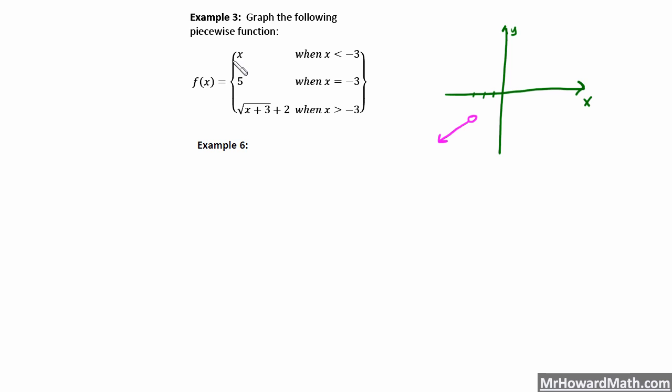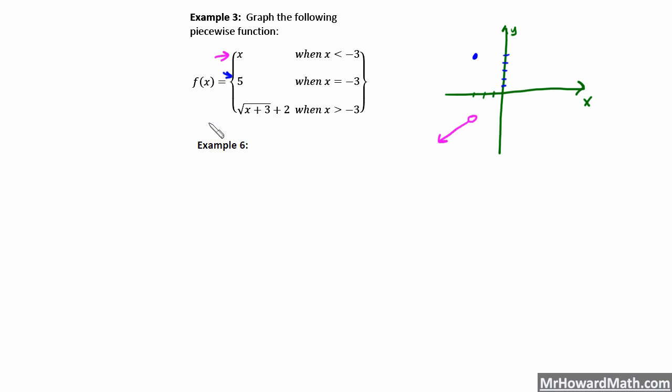I'm going to put pink for the arrow there so we can keep track of what we're doing. I'm going to go with blue for this one. So the next part we have is y equals 5 when x equals negative 3. That's y equals 1, 2, 3, 4, 5 when x equals negative 3. So that's going to be a solid dot right there. Basically the ordered pair negative 3, comma 5, and that's it.